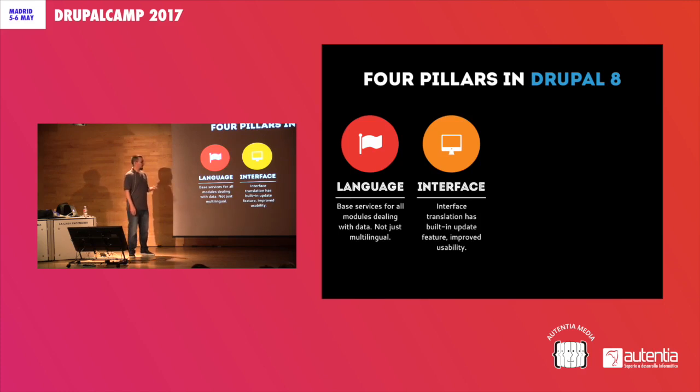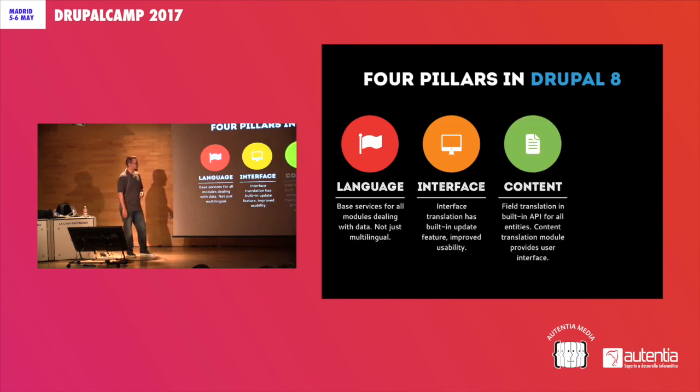And this module improved a lot, and you can download the translations from localize.drupal.org automatically, so you don't need a contrib module for that. Then we have the content translation module, which, no matter the name, has nothing to do with the content translation module in Drupal 7. It's more like the entity translation module.